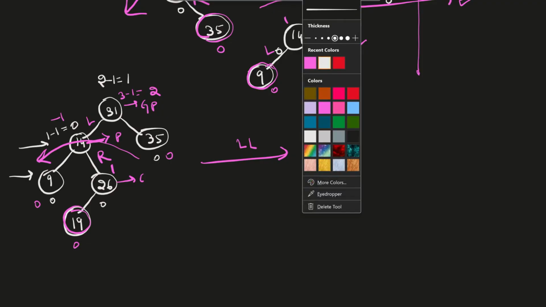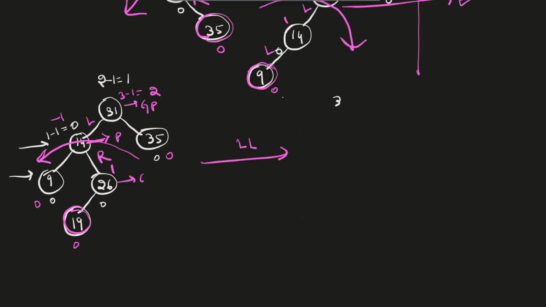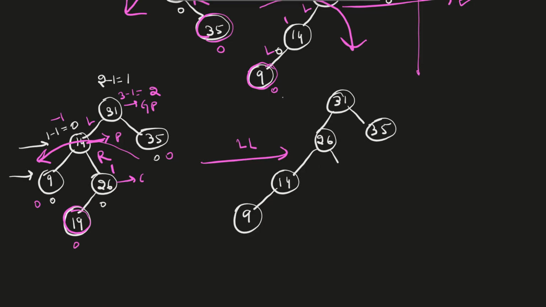So again drawing it, we'll have 31, 35 as it is in the right hand side. Now 14 is rotated to the left, so 26 would take its place. Left of 26 we need to draw 14. Left of 14 there is 9 and right of 26 there is nothing. But the 19 element would go and attach to 14 at its right side because it also follows BST rules. Now this is in the form of LL.